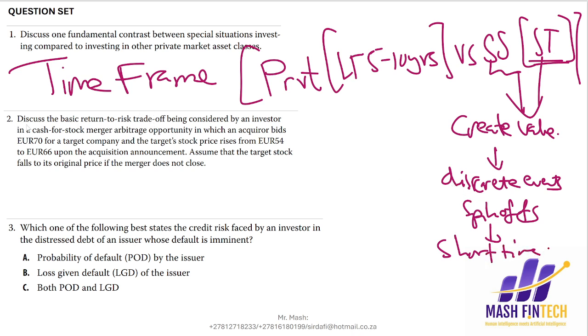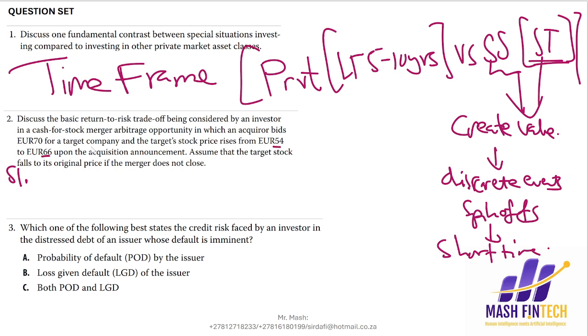Let's go to the second question. Discuss the basic return-risk trade-off being considered by an investor in a cash-for-stock merger arbitrage opportunity in which an acquirer bids 70 for a target company and the target stock price rises from 54 to 66. Assume the target stock falls to its original price if the merger does not close. So we have scenario number one, in which the merger is successful: the acquirer bids 70, and this is successful.